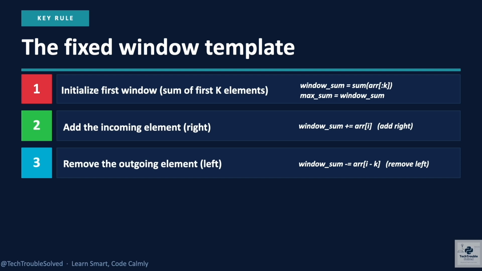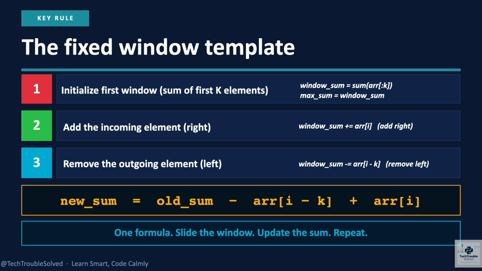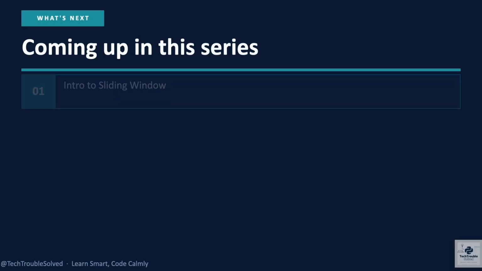The formula at the bottom ties it all together. New sum equals old sum minus the element leaving plus the element entering. That's it. One formula, slide the window, update the sum, repeat. This is the foundation for every fixed window problem you will ever solve. Commit it to memory. Here is where we are in the series.